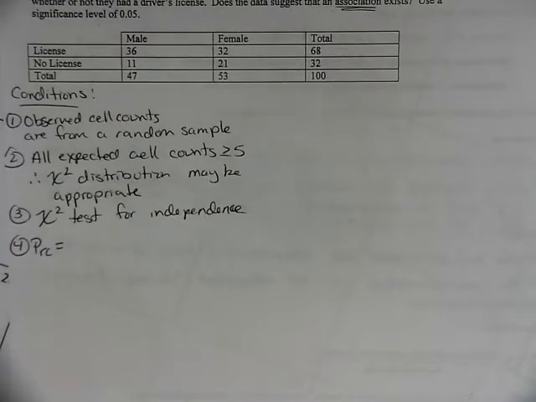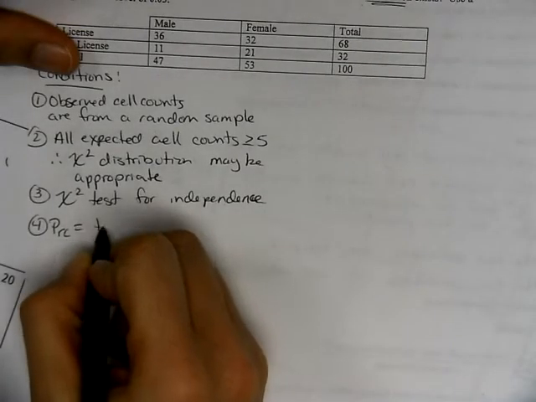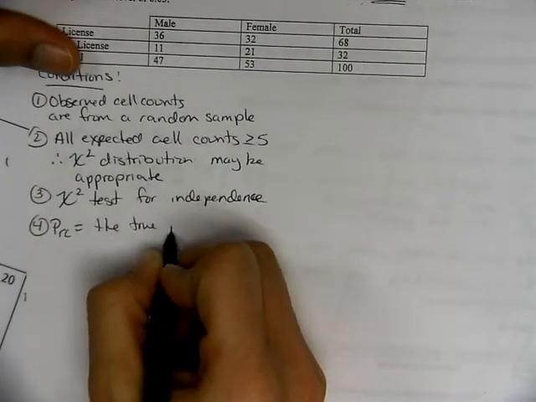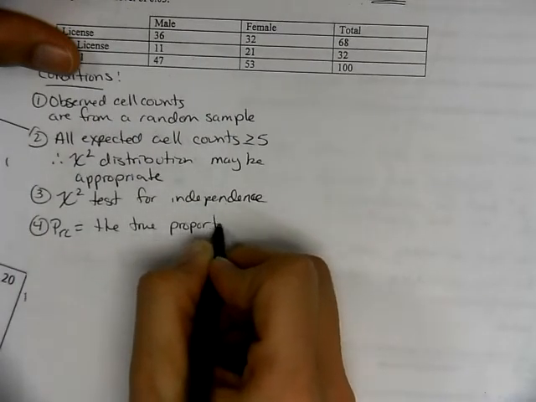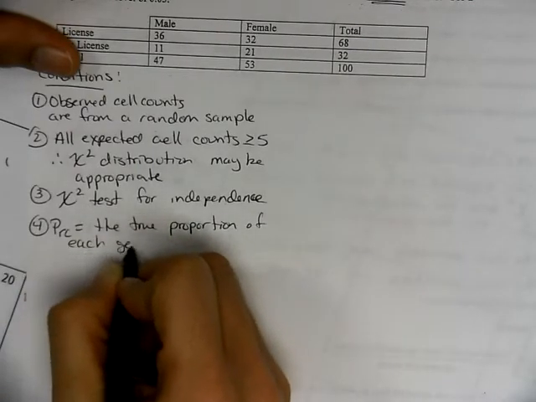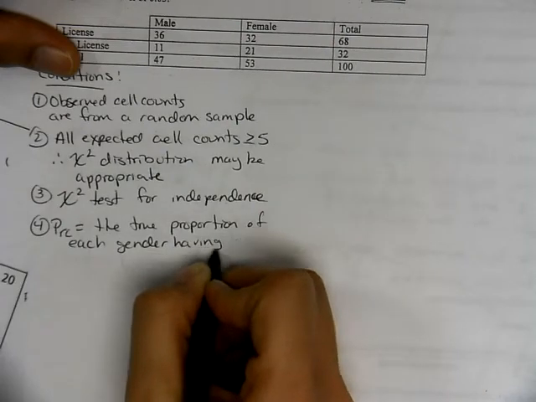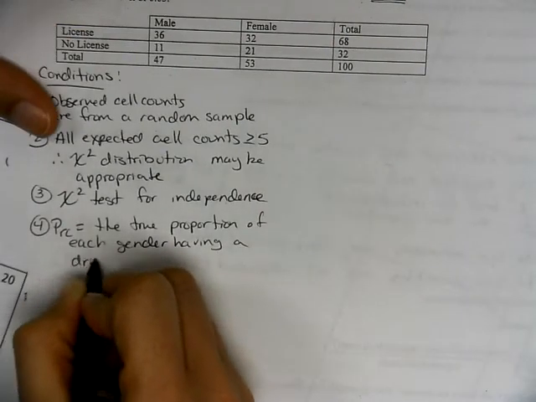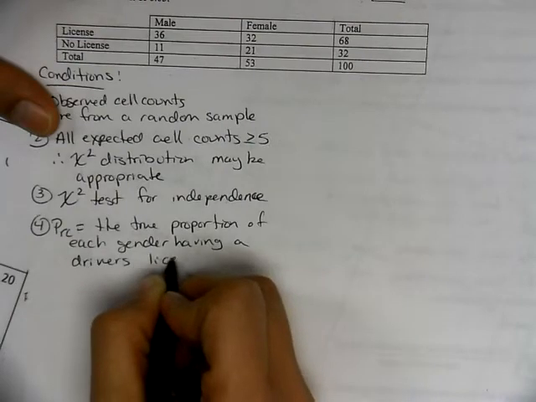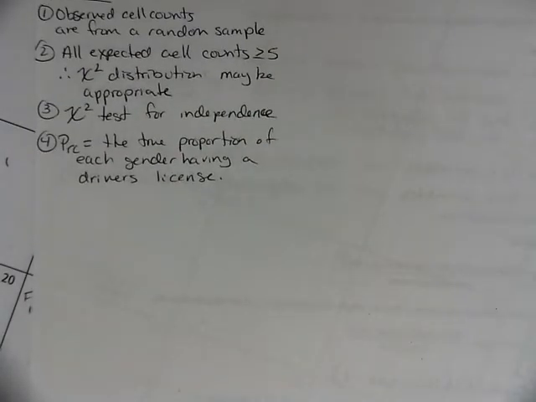So condition 4, the proportion of each row and column. Again, you just need to give me both variables in context. The true proportion of each gender having a driver's license. So can you understand what you're looking at?